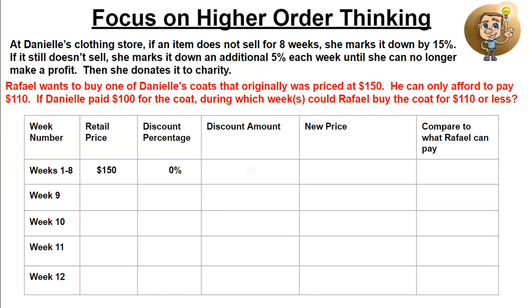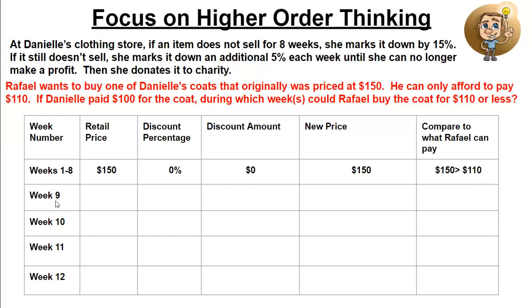So what's the discount amount? Nothing. She's not going to change the price. What's the new price? Well, it's the same as the old price because she's not taking any money off, right? And let's compare that to what Raphael wants to pay. So $150 is greater than $110. So Raphael's not going to buy it. Too big, too much, cost too much.